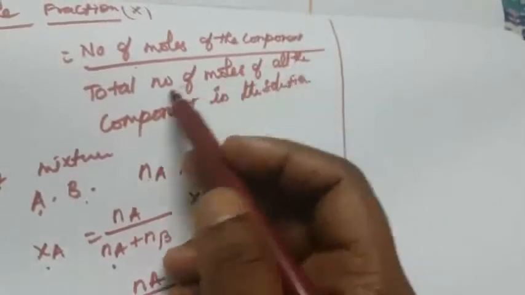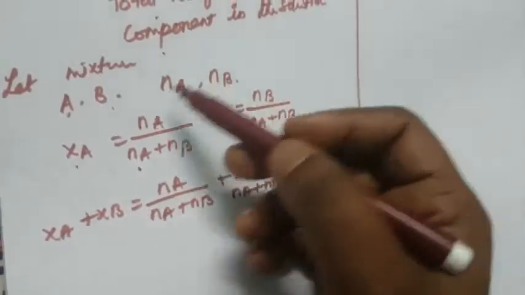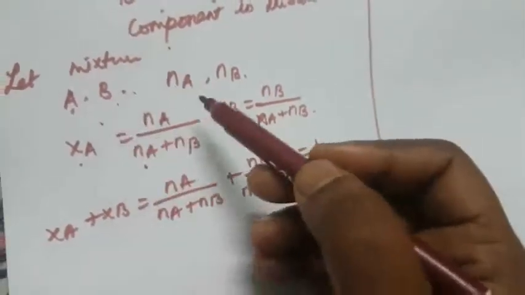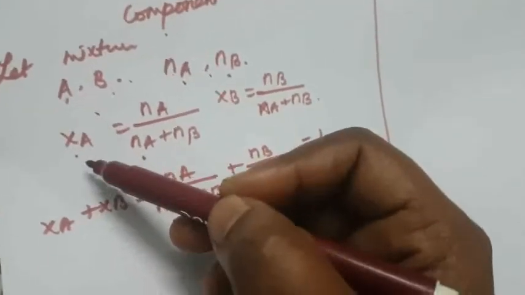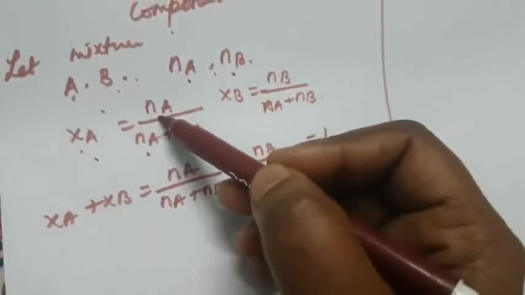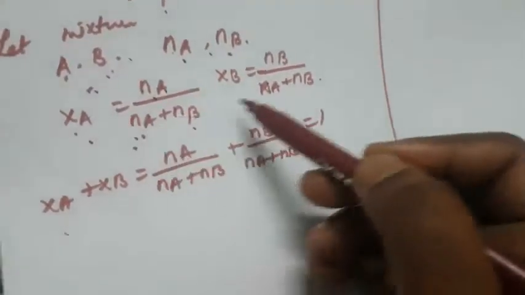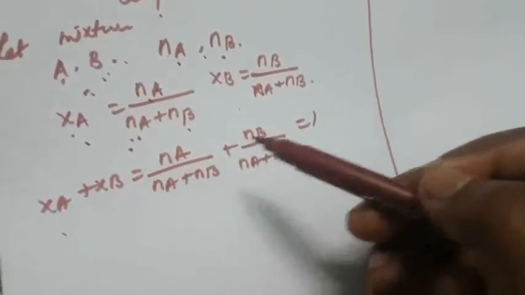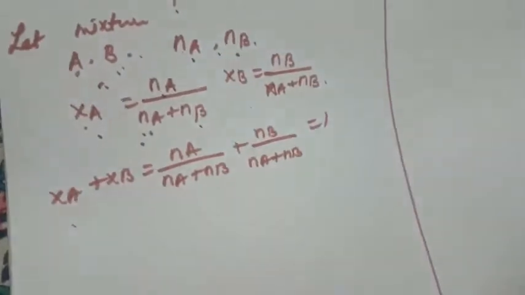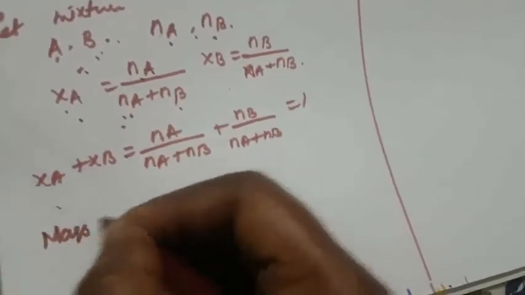What is meant by mole fraction? The number of moles of the component divided by the total number of moles of the components present in the given mixture. We considered two components, the number of moles of A and of B, which we know. What is Xa? The number of moles of A divided by the total number of moles present in the given solution. So we are adding the two components, and the sum of the mole fractions is always 1. So next we are going to see what is meant by mass percentage.